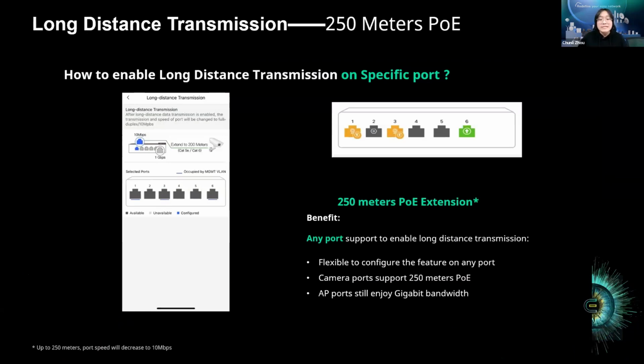Okay, so in this case, we mentioned the long distance transmission in ES200 switches, right? Because in the CCTV network, sometimes the IP camera is far away from each other or far away from the switch, and they need long distance transmission. But you can configure it in the Reyee app, and you can choose a specific port to realize the long distance, the 250 meters PoE. Okay.